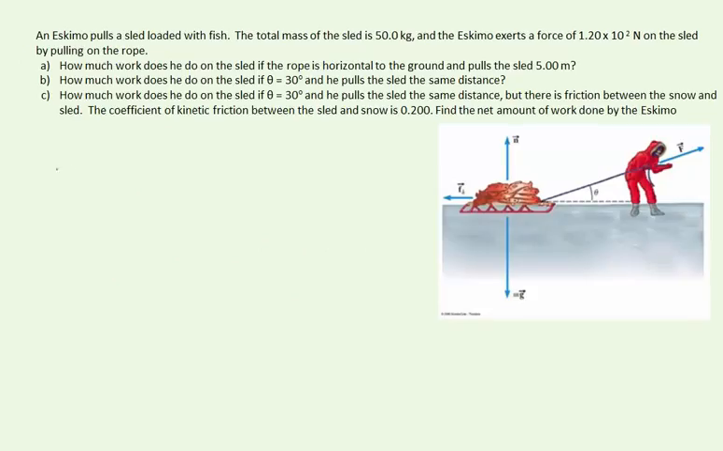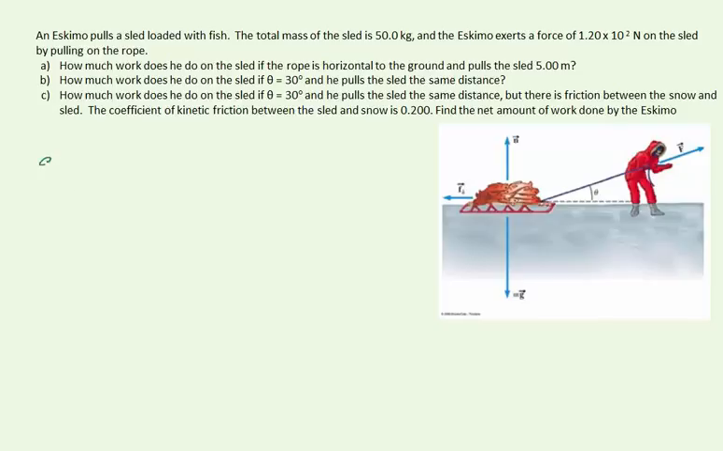In our second example, it states an Eskimo pulls a sled loaded with fish. The total mass of the sled is 50 kilograms, and the Eskimo exerts a force of 1.2 times 10 to the second newtons on the sled by pulling on the rope. In part A, we're asked how much work does he do on the sled if the rope is horizontal to the ground and pulls the sled 5 meters.